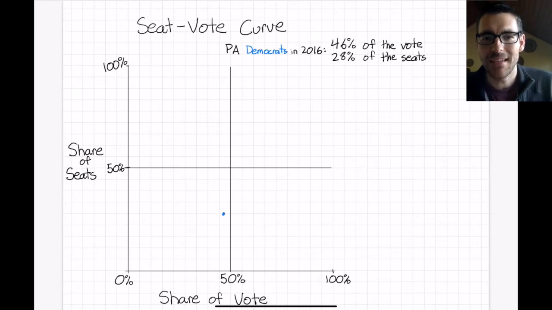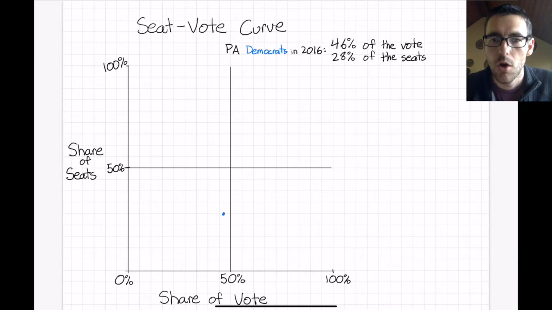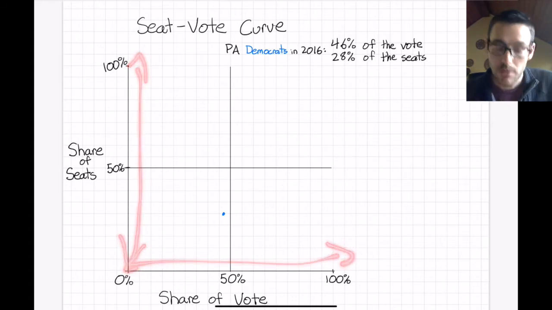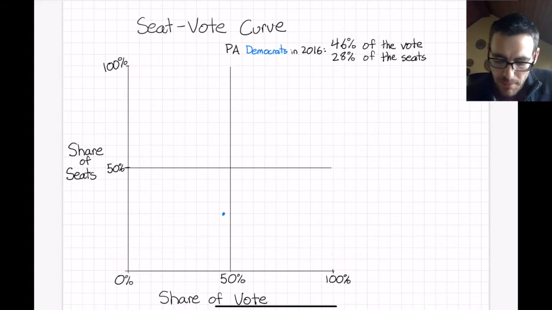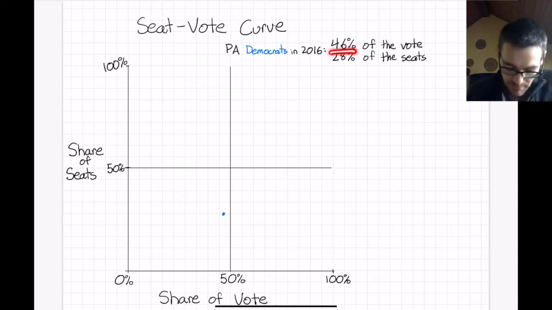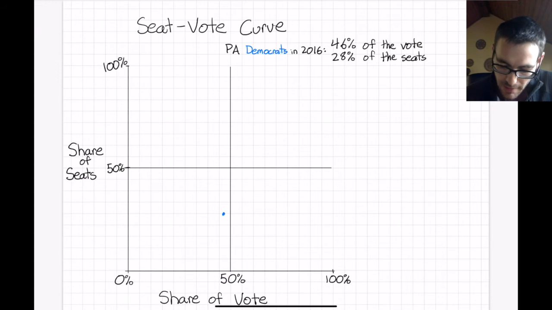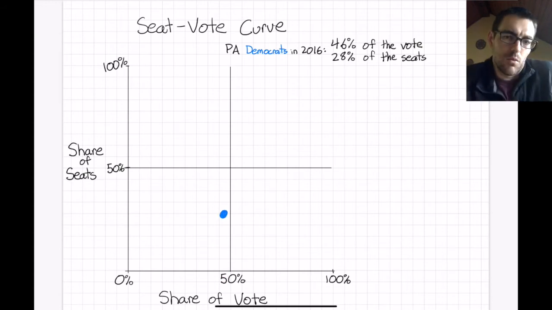Here's a way of asking a slightly deeper question. This is called the seat votes curve. We'll be comparing the percentage of votes that a party gets to the percentage of seats that they win. In our running example, the Pennsylvania Democrats in 2016 won 46% of the vote, but only earned 28% of the seats. They got 5 out of the 18 seats. So we can represent that with this point here. So great, this is what happened.